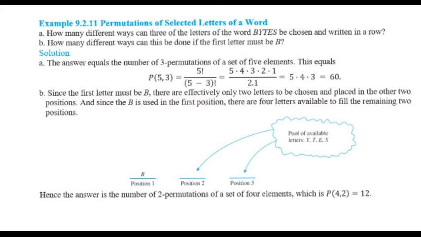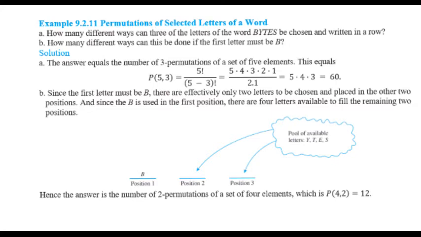And after choosing that letter for position number 2, we are left with only 3 letters that can fill position number 3. So we have 4 different possible ways of filling position number 2 and 3 possible ways to fill position number 3. So we have a total of 12 different permutations for part B.